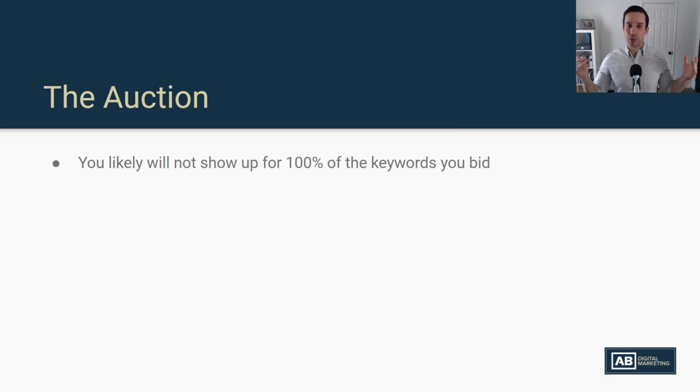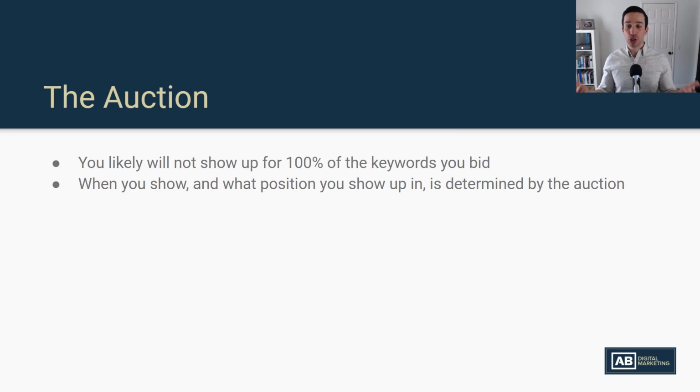Even if you are converting a lot on tennis shoes for women, you turn that into an exact match, you increase your bet on that, you do an amazing ad that really matches well with tennis shoes for women, you're still unlikely to get 100% of the results. So when you show and what position you show up in is determined by the auction, which is why you need to understand how the auction works, because I don't want you to be like, hey, what the heck, I'm bidding exact match, I'm typing in the search term and I still don't see my ad up here.